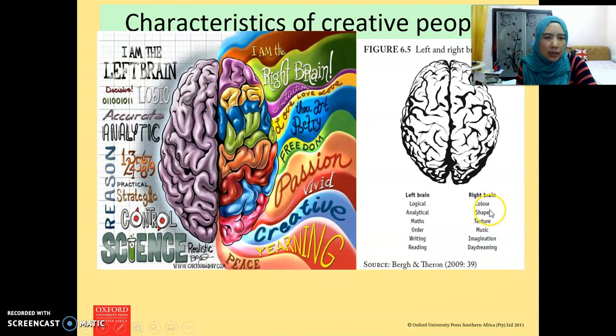They consider things in terms of color, shape, texture, music, imagination, and daydreaming. So normally they have certain inclinations toward these kinds of things.